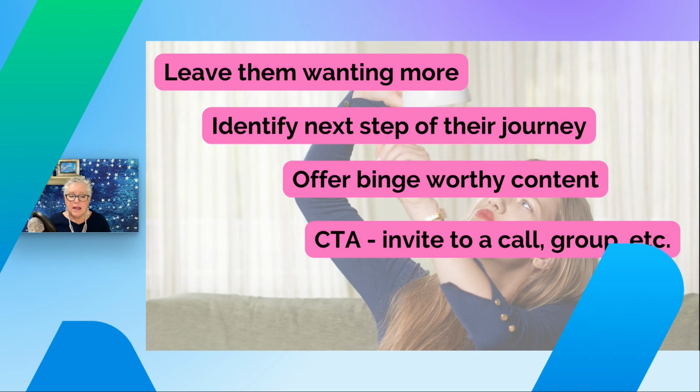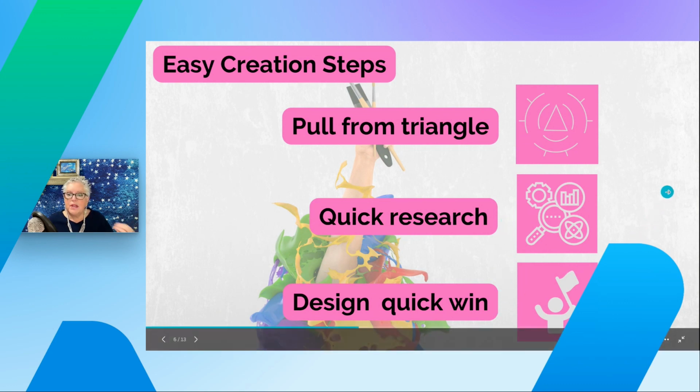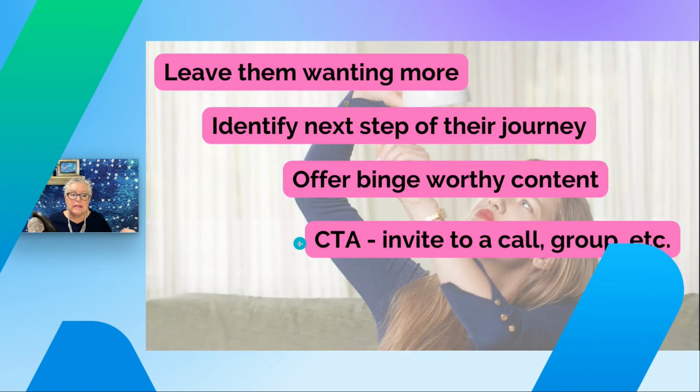And then the last thing here is you always, in addition to the solution that you want to get them to, you always want to have one CTA. So as you're building your lead magnet here, you're going to pull from the triangle one of those bleeding neck problems. You hopefully already have some quick research, so you'll know the language. Design that quick win. But then you also want to know what is the CTA that you want people to take. Is the purpose of this lead magnet to get them into your group, or to get on a call, or to subscribe to your YouTube channel, whatever that is.